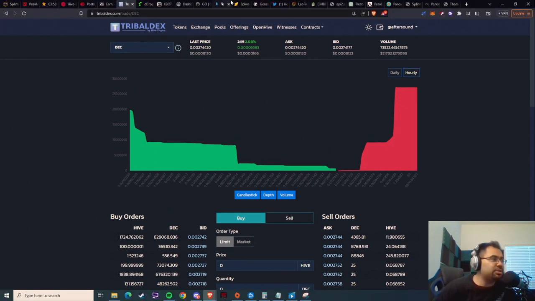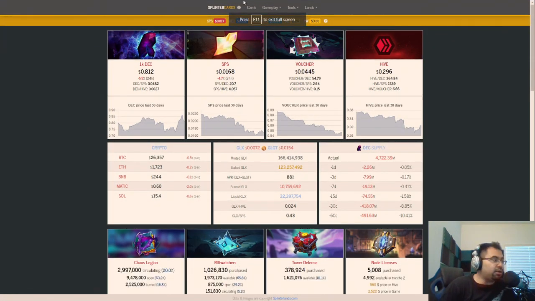If we go back to Splinter Cards, for example, you can see, I'll refresh this again, DEC is starting to dump back down because people realize that we hit that 830 Splintoshi wall, and now we're probably going to drift back down because whoever was buying is probably done buying, and now the people who bought way lower are selling, right, to try and take some of that profit, thinking that we're going to go lower again.